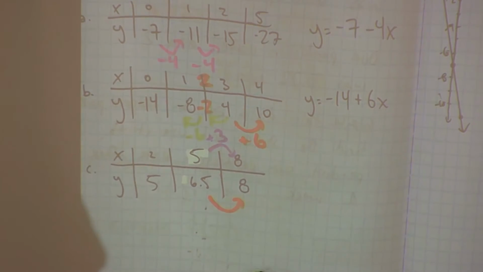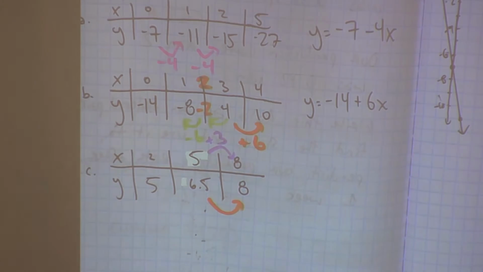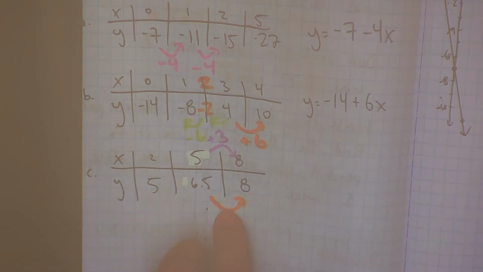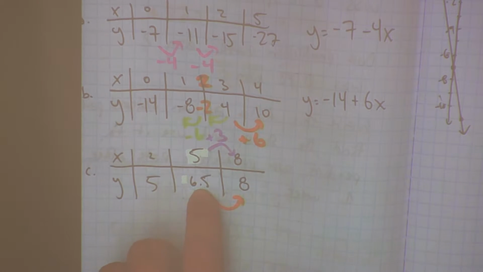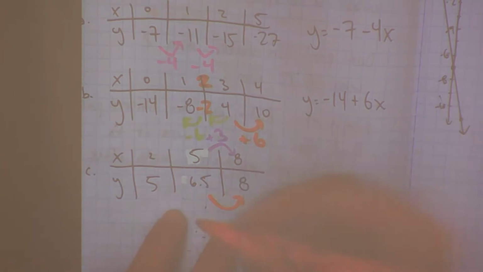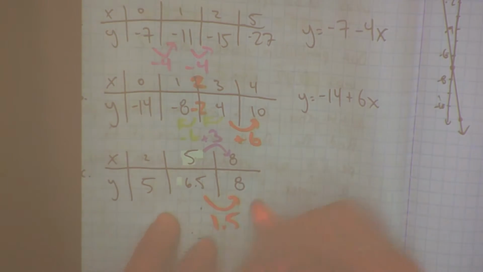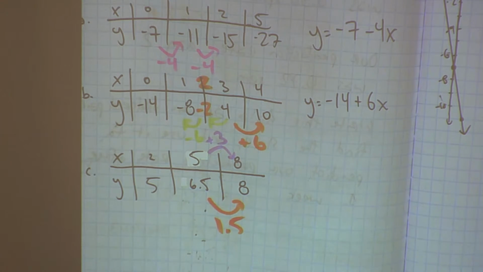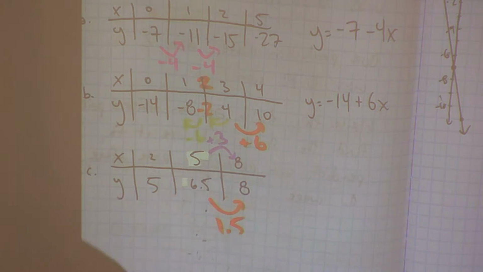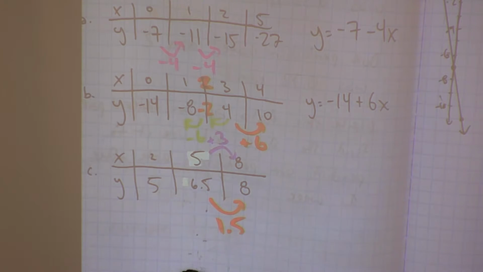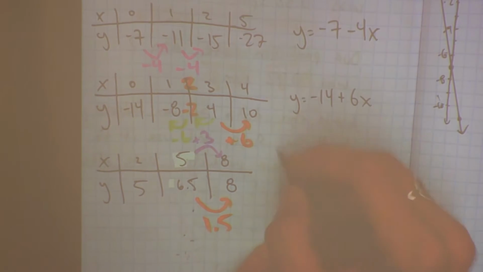We could just go. Obviously, it was a positive 6.5, and obviously, my question remains. It jumps 3 on the x, and from 6.5 to 8 is how much? 1.5. Cool. So in 3 spaces of x, my y changes by 1.5. How much does it change for 1 change of x? 0.5, right?